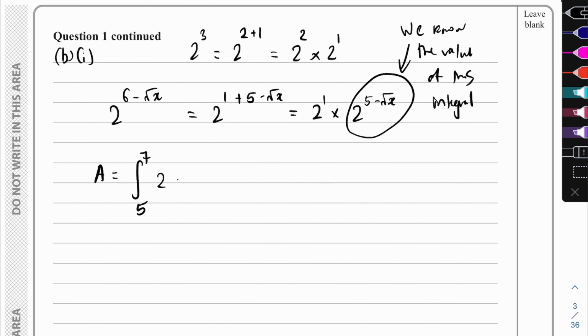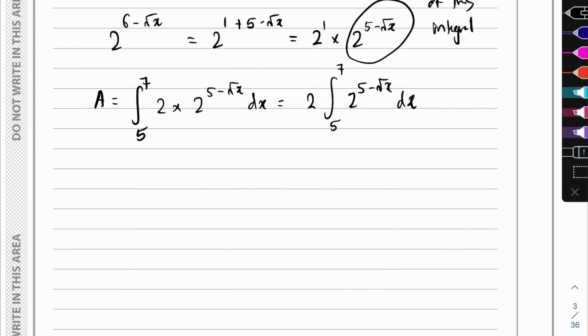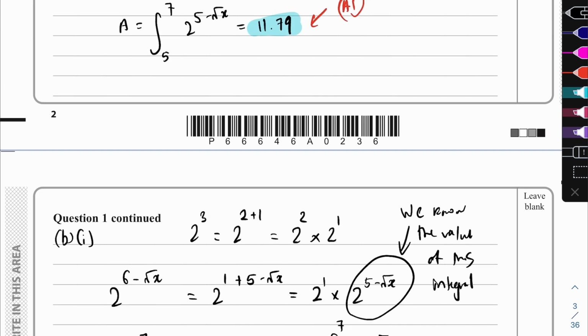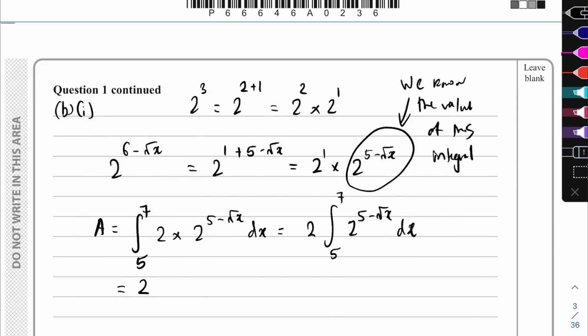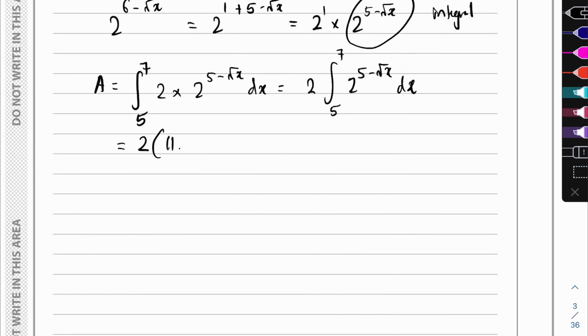So the area of this integral, or the value, we can now write this as 2 multiplied by the integral of 2 to the power 5 minus root x dx, and we can just take the 2 out. This becomes 2 times the integral from lower limit 5 to upper limit 7 of 2 to the power 5 minus root x dx. And we know the value of this. This is the same thing as what we've done in part A. So part A, we know it's 11.79. So we can say 2 multiplied by 11.79, and this gives us a value of 23.58. So that's the answer for part B I.